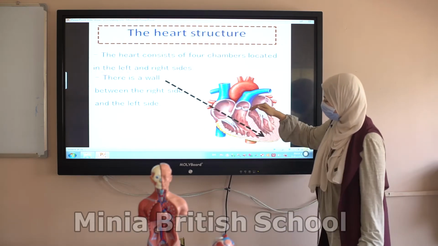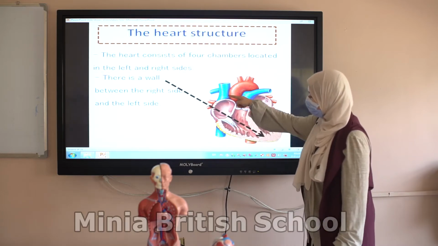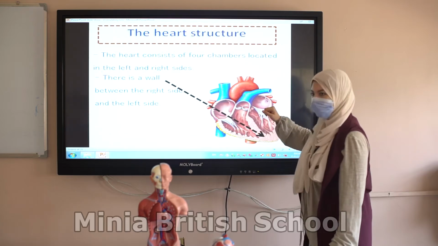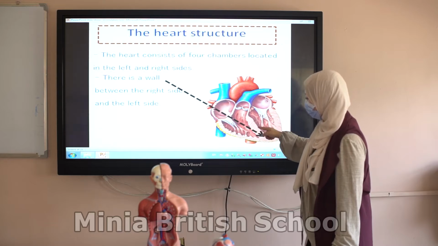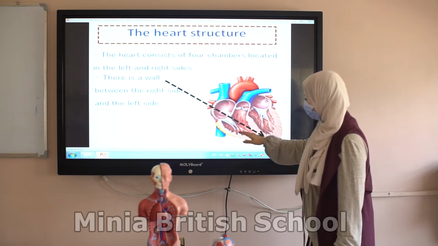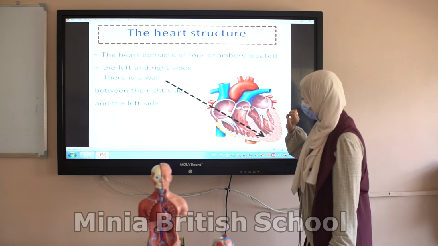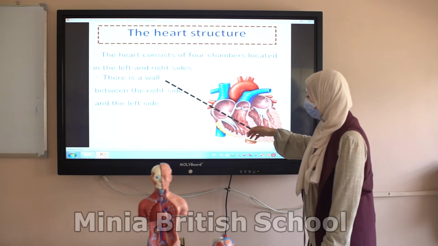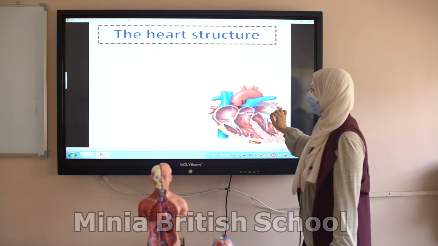Between the upper chambers and the lower, there is a valve. Why is there a valve? To prevent the blood from returning back. So the blood has only one direction. There is a thin wall between the left side and the right side. Why? To prevent the blood mixing. What about the valve between the upper and lower chambers? To prevent the blood from returning back. So the blood has only one direction.